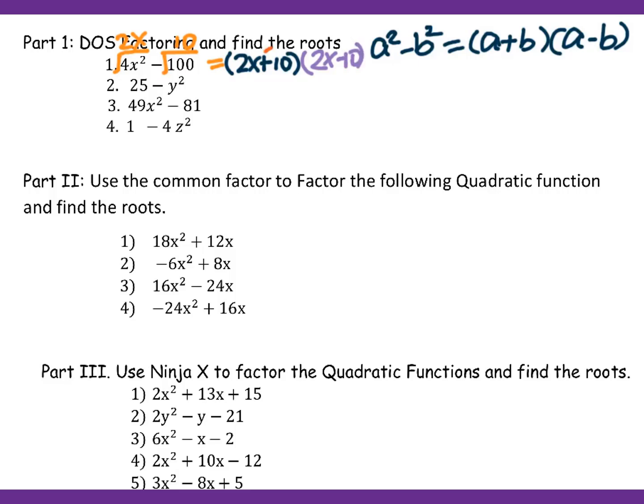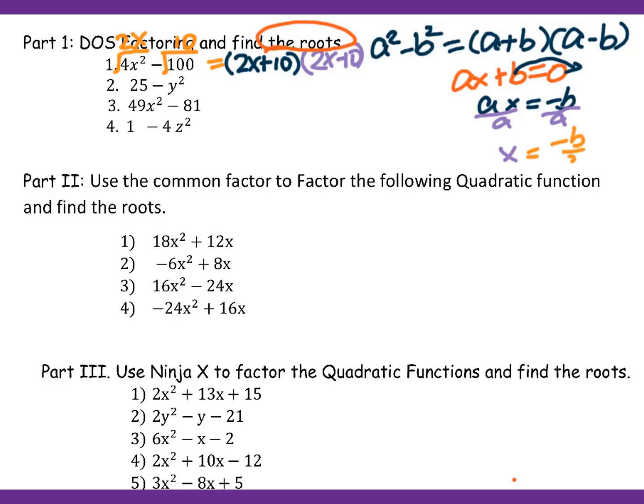How to find the roots? You will set each factor equal to 0. Here's the formula: ax plus b equals 0. Subtract b from both sides, then divide by a. So x equals negative b over a.